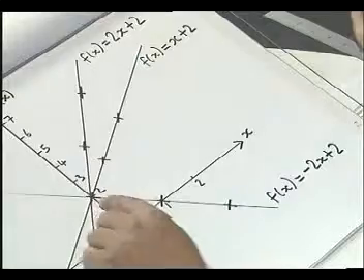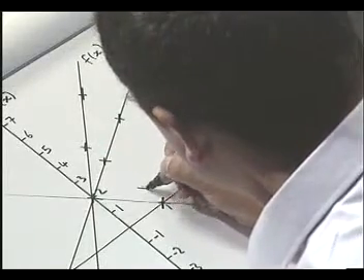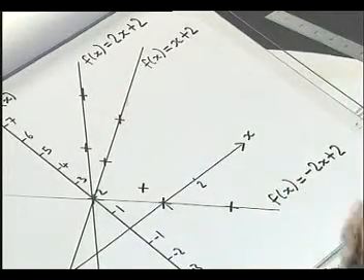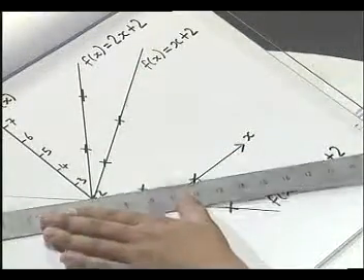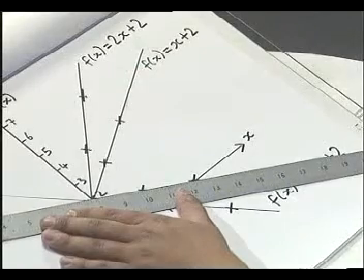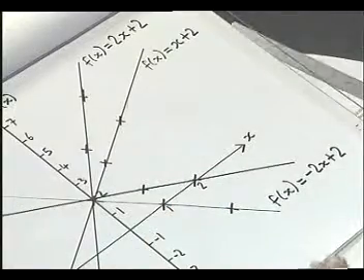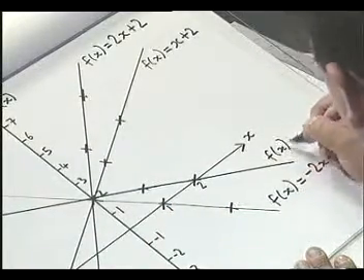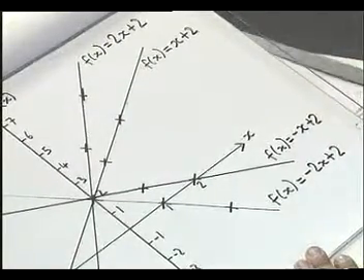And the final function we looked at was f of x equals minus x plus 2. And this gave us a point at 0, 2 again, a point at 1, 1, and a point at 2, 0. And we can join those up to get a straight line. And this is f of x equals minus x plus 2.